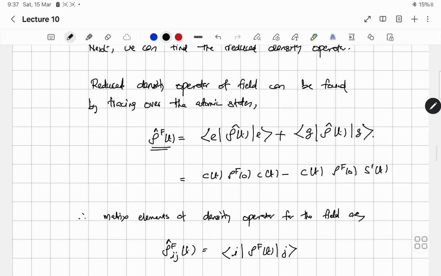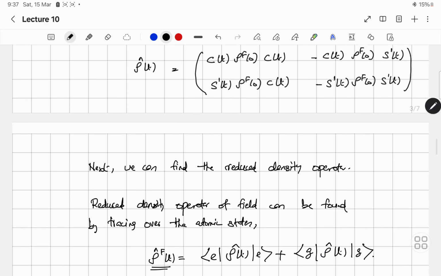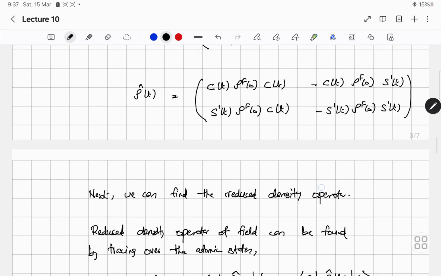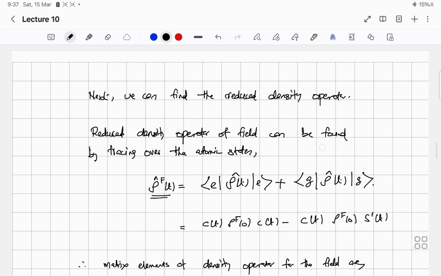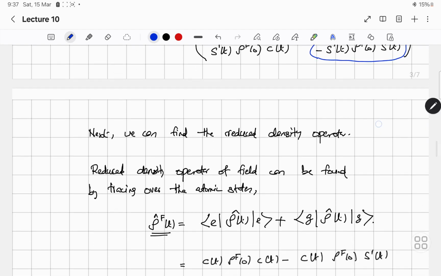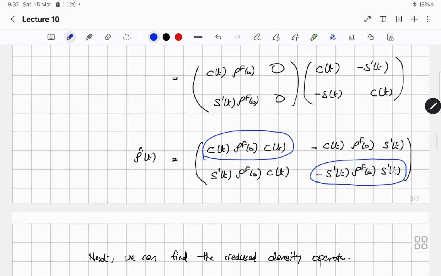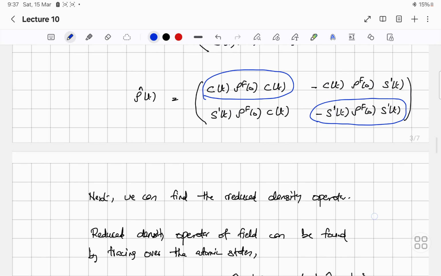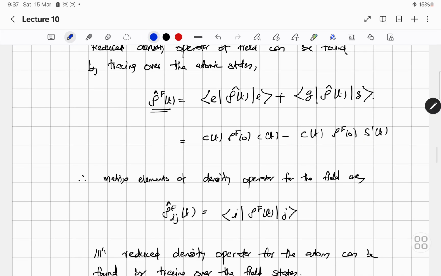Okay, so you can do this calculation because we have already found the expression for rho of t, and just take the inner product. So ⟨e|ρ(t)|e⟩ would give the first element. So this would be ⟨e|ρ(t)|e⟩, and this would be ⟨g|ρ(t)|g⟩, and just take the sum. Okay, so there is a minus sign in between, so therefore we will get a minus sign.